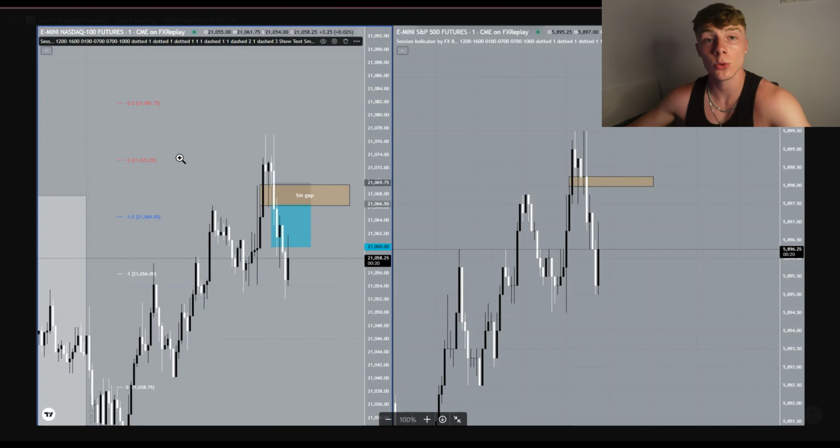Now I'm going to show you 2 charts here, the one on the left being Nasdaq and the one on the right being ES or S&P 500. You can see here that they're moving very similarly. I want you to have a little look up here. We've tapped into our deviation 2 to 2.5 and had a rejection. We've also swept the Asia high.